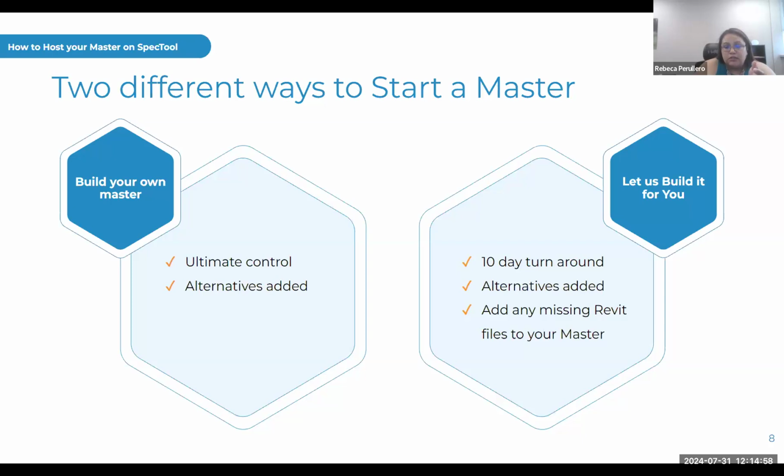Or the second option, which is the one that I like to recommend, is using our email spec service. So you can meet with someone like Mel, or you can send us an email, and we will help build your master on your account. We'll add those alternatives for you, and we'll also even make sure that all of the Revit files for the products in your masters are available for you.